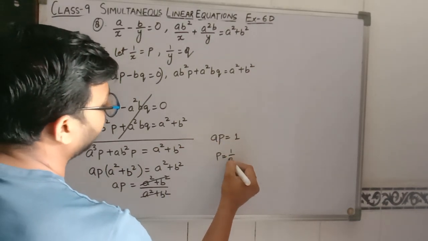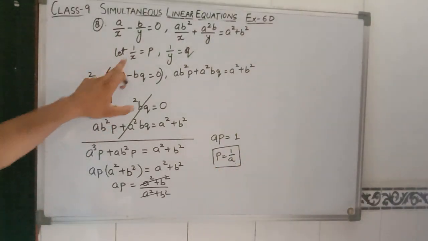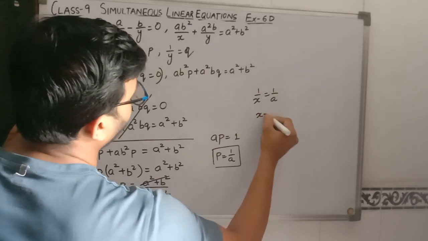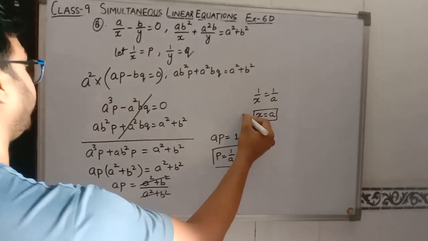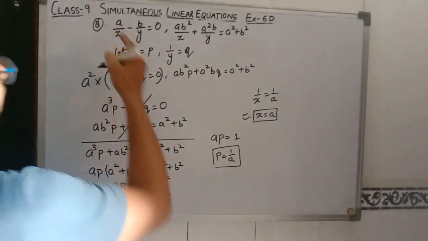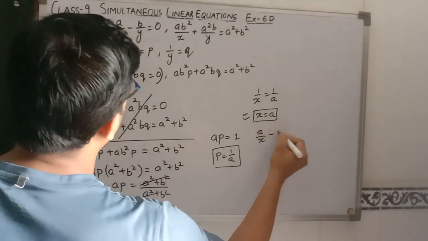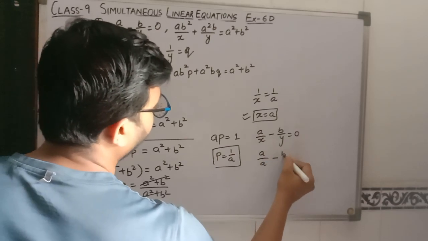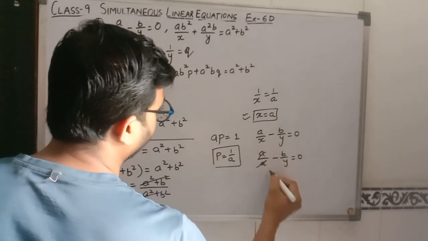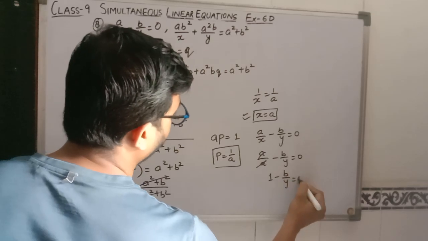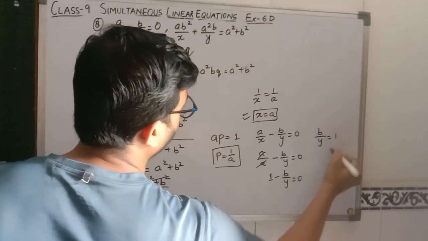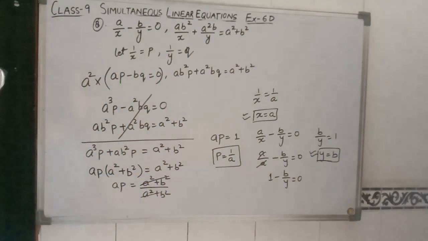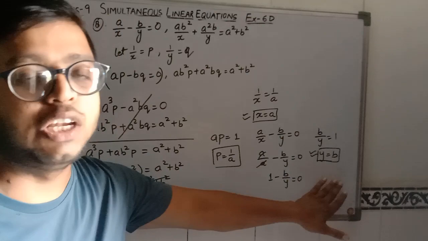Now the value of p will become 1 upon a. Now what have we considered p? 1 upon x. So 1 upon x is equal to 1 upon a, which means x is equal to a. So that is the first final answer. Now we can use this equation, a upon x minus b upon y is equal to 0. So a upon a minus b upon y is equal to 0. This will be cancelled. 1 minus b upon y is equal to 0. So b upon y is equal to 1. So y is equal to b. So that is the final answer number 2. The value of x is a and the value of y is b.